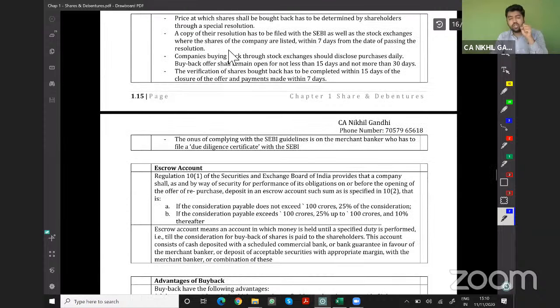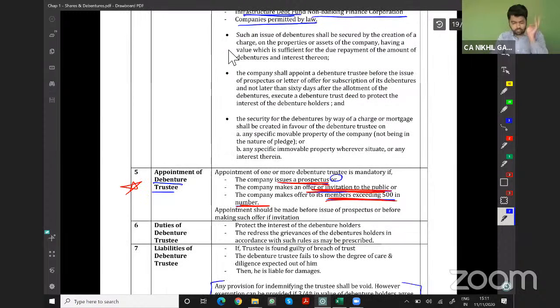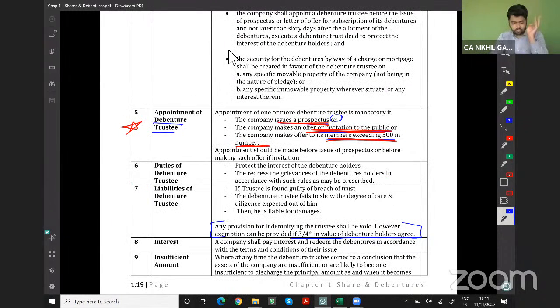Appointment of trustee is important. In which cases? In case of prospectus, in case of public issue invitation, and if the members are more than 500. So SEBI rules are over.